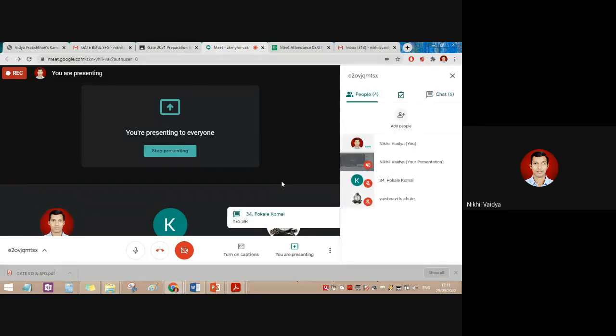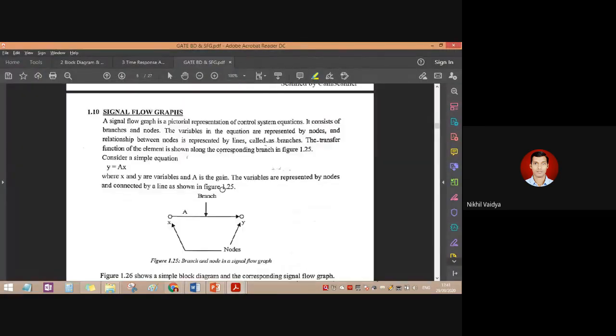Okay. Now the important topic is coming, that is signal flow graph. Very important. Generally 2 marks questions are coming here. A signal flow graph is a pictorial representation of control system equation. It consists of branches and nodes. See here, this is a branch and these are the nodes.